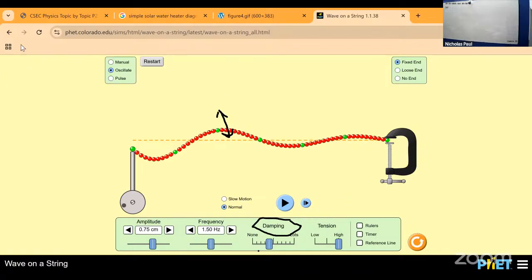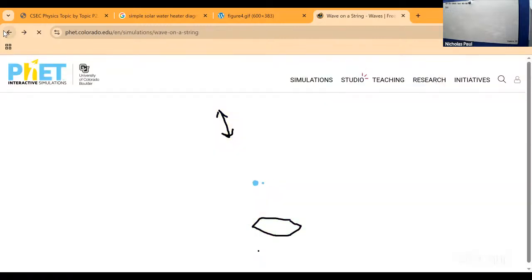I want to show you 2 types of waves. Anybody know the 2 types of waves? Yes. Transverse and longitudinal. Nice.